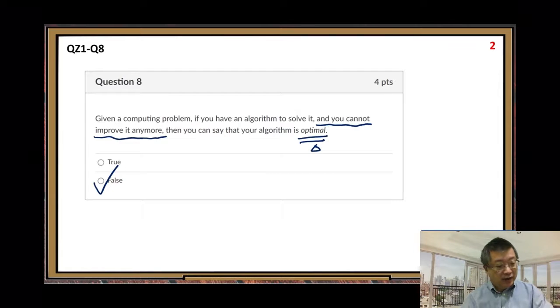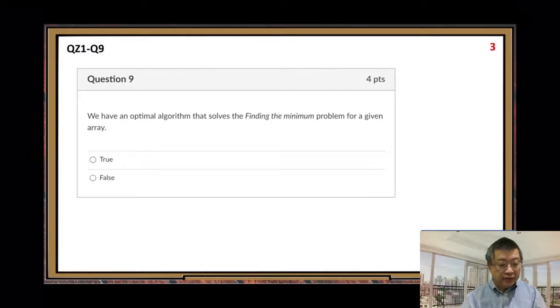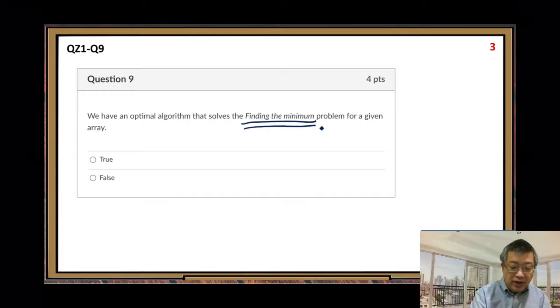Next, question number 9. We have an optimal algorithm that solves the finding the minimum problem for a given array. This is a simple fact, just to check if you're familiar with the material. This question is too easy for you. Sometimes I give some very easy questions to make sure you have some easy points.